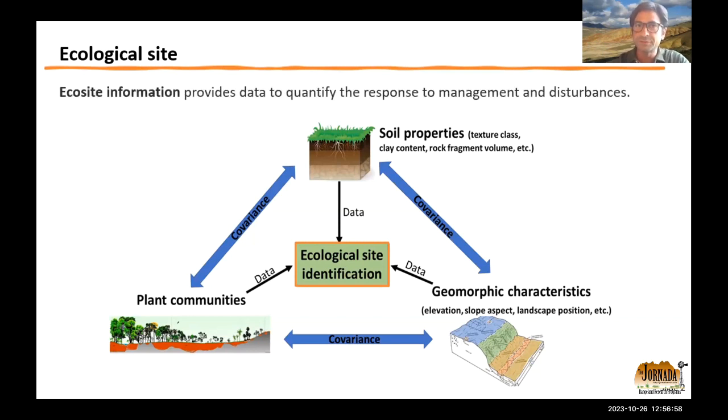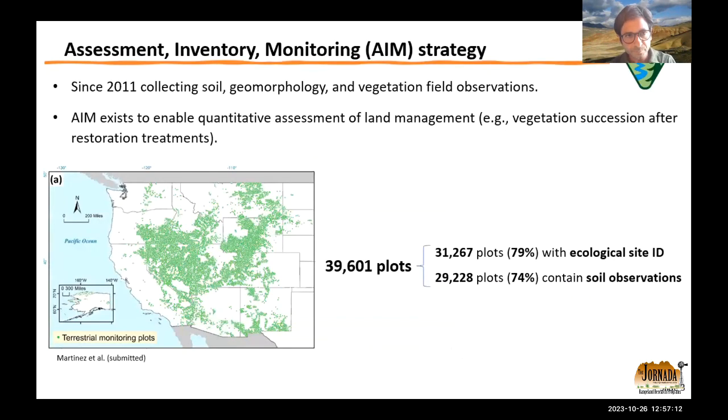And ecological site information is important because it provides a basis for us to quantify the response of land management and disturbance, whether a natural or a human disturbance. So soil is important. We know ecological sites are important to figure out land management practice, like what is the effect of the land management, and so we need information on soils and also the ecological sites.